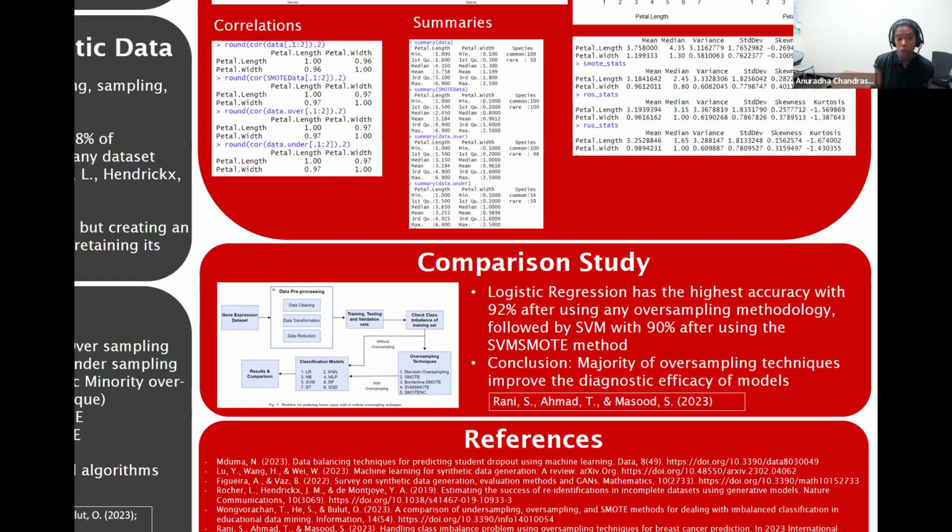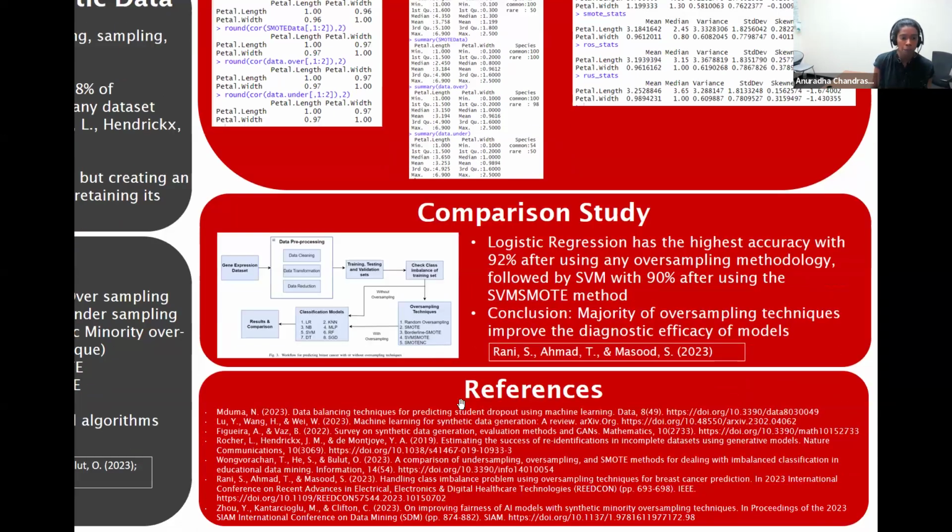And in conclusion, they're also saying the majority of oversampling techniques actually improve the diagnostic efficacy of the models. So they're useful in increasing the efficacy of the models, especially in a scenario where you have high class imbalance. And here you have all of the references that are used in the paper, so feel free to look at it. I hope this really helps in your research, in your healthcare or educational research.